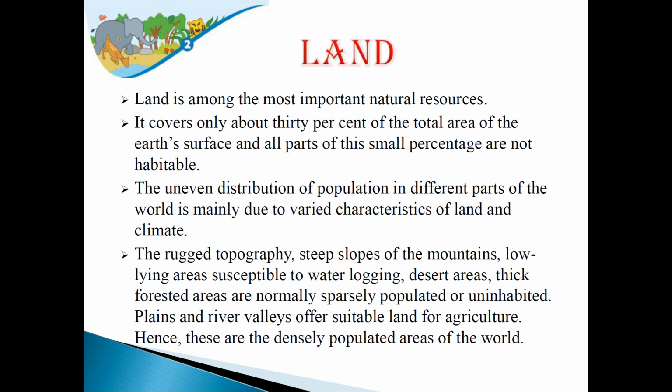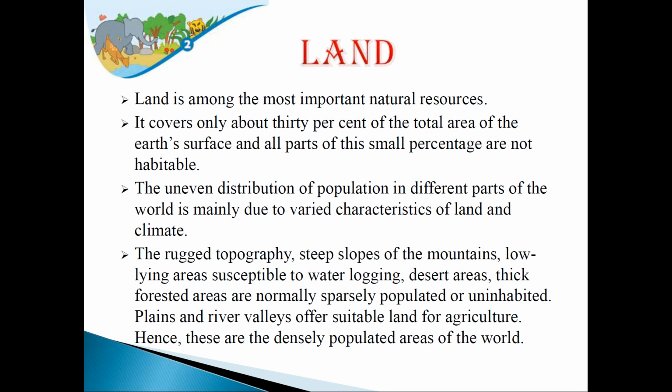The uneven distribution of population in different parts of the world is mainly due to varied characteristics of land and climate. So the rugged topography means which is not plain. Okay, rugged means there are ups and downs. So the rugged topography, steep slopes of the mountains and low-lying areas susceptible to water logging, desert areas, thick forested areas are normally sparsely populated or uninhabited.